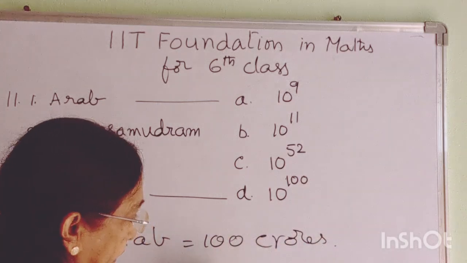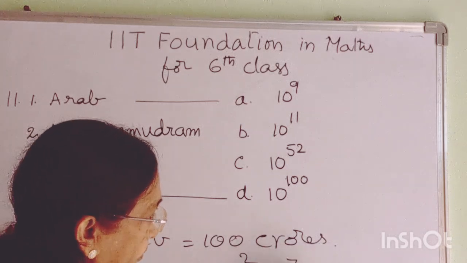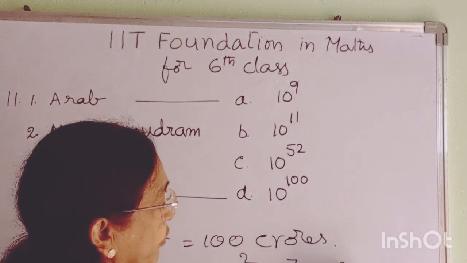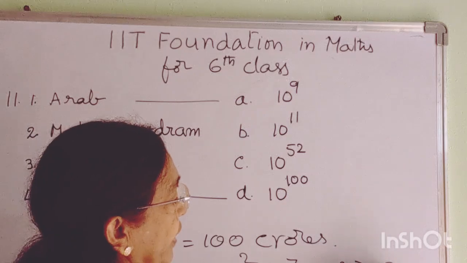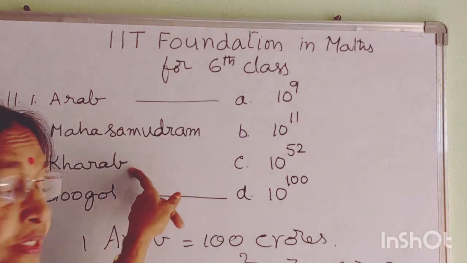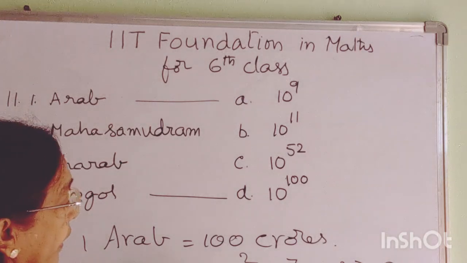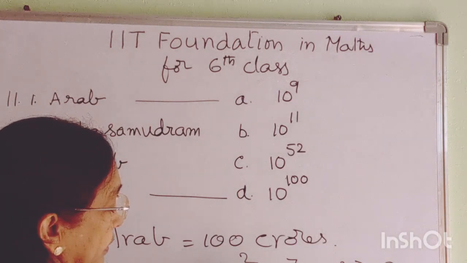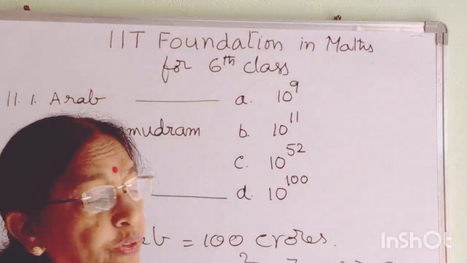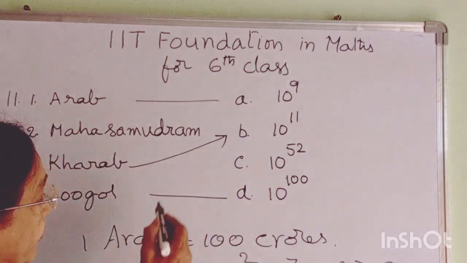100 crores. That is equal to 100 means 10 square. Crore is 10 to the power of 7. Therefore, 10 to the power of 2 plus 7, 10 to the power of 9. And Kharab is 10 square Arab. 10 square into Arab, that is 10 to the power of 11. Kharab is equal to 10 to the power of 11.